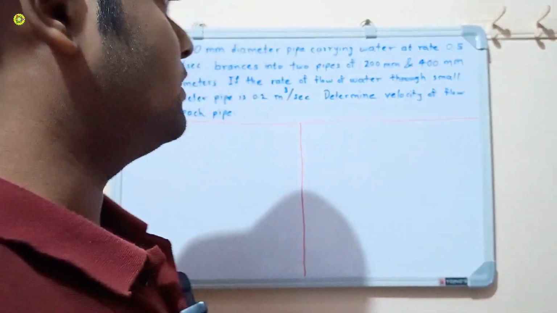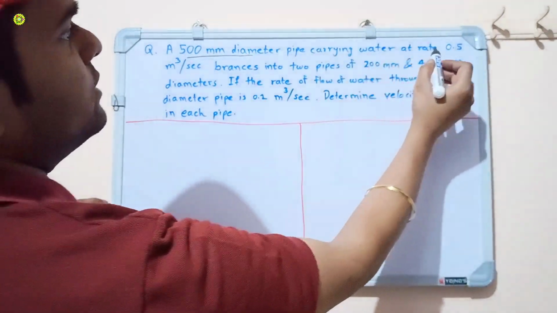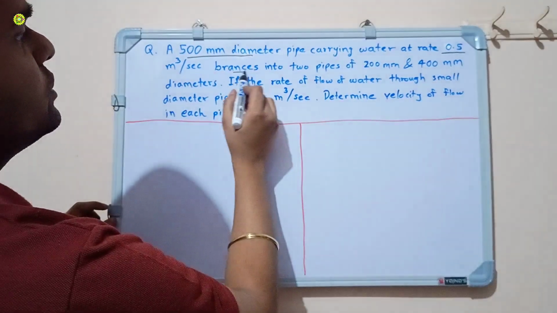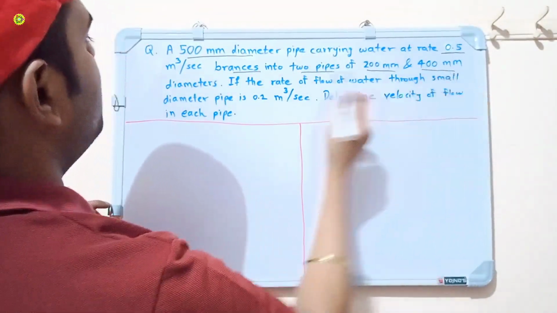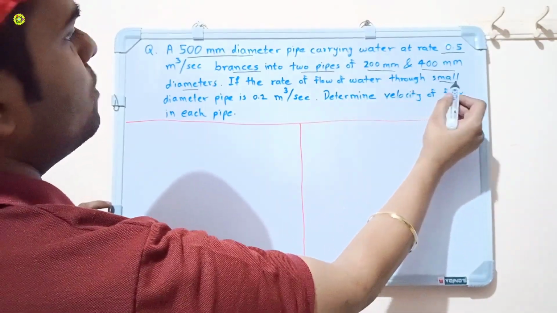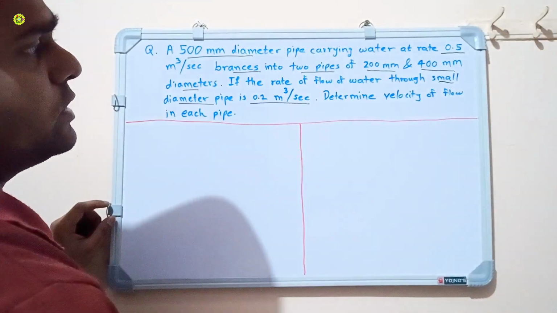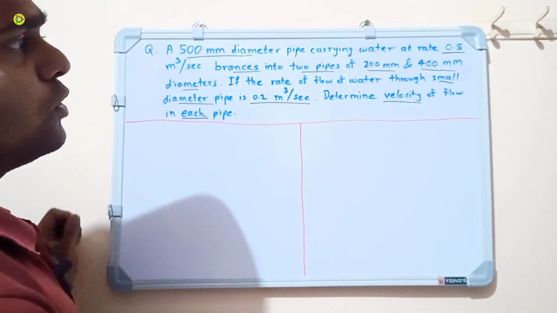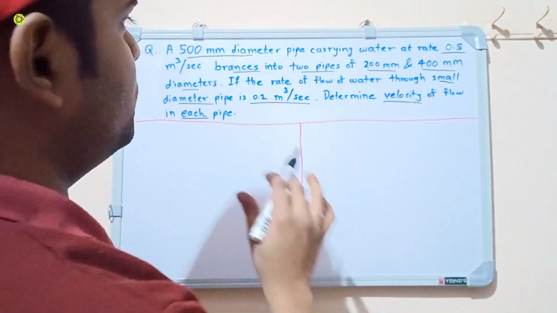So students, see here, a 500 mm diameter pipe carrying water at a rate of 0.5 meter cube per second branches into two pipes of 200 mm and 400 mm diameters. If the rate of flow of water through the small diameter pipe is 0.2 meter cube per second, determine the velocity of flow in each pipe. So first we will draw the diagram for this particular problem.